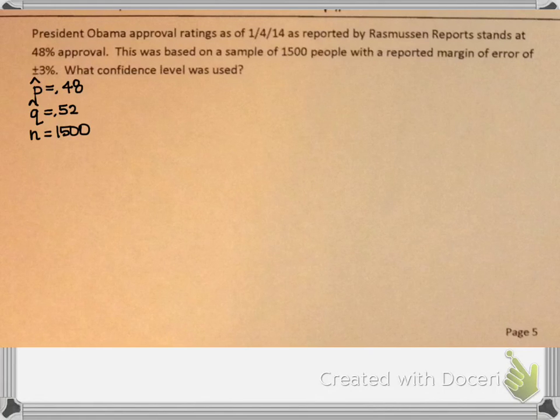And then they gave me the margin of error. So margin of error is going to be plus or minus, and at 3%, that's 0.03. All right, so what I'm going to do is take out my formula here.